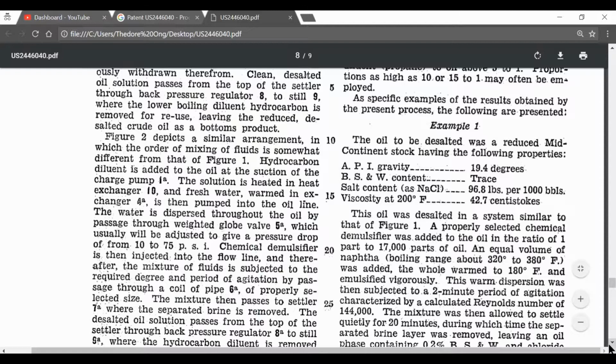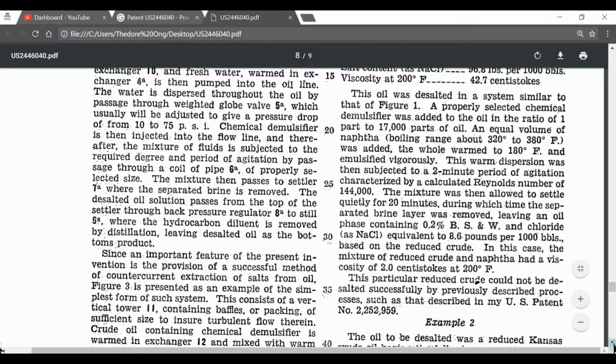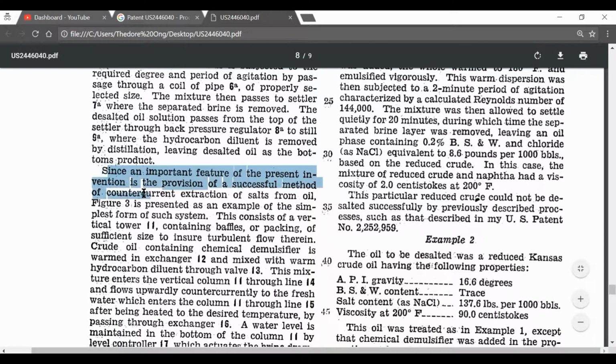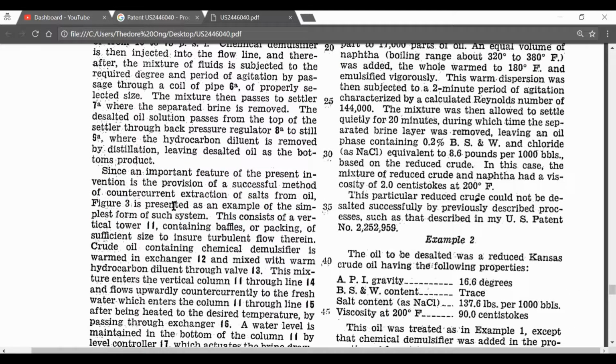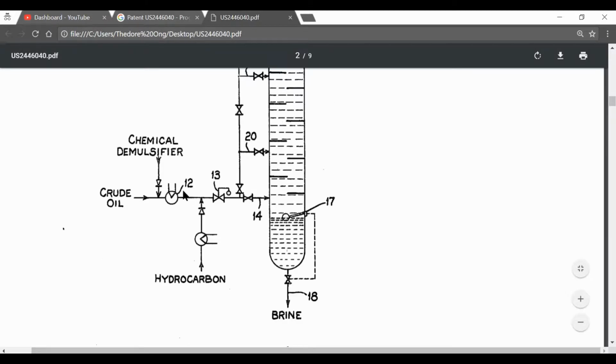Such an important feature at present in invention, provision of successful method for countercurrent extraction of salt from oil. So that's figure 3. Crude oil is containing chemical demulsifiers warming exchanger 12. So exchangers number 12. Take a look. These are exchangers, heat exchangers. Okay. Scroll back down.